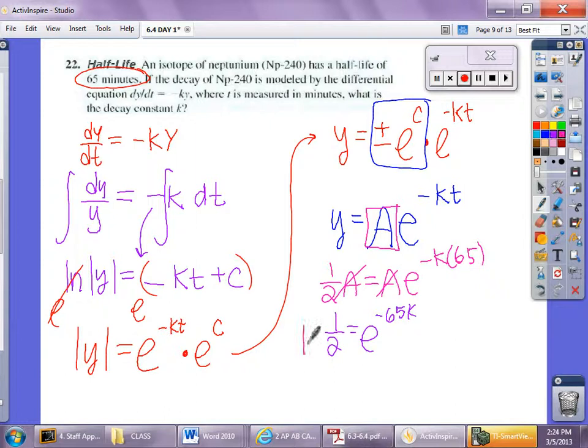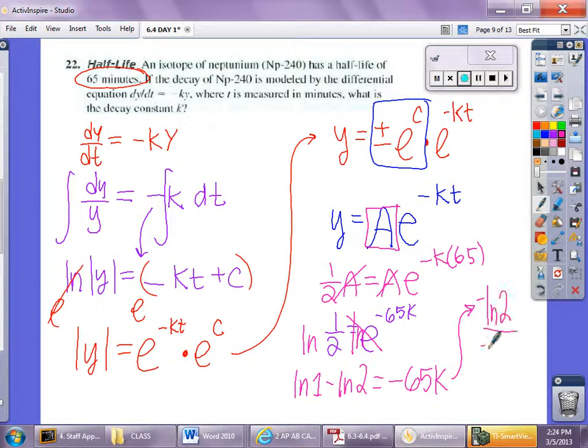I'm going to take the ln of both sides to cancel this e. I get that the ln of 1 minus the ln of 2 is equal to negative 65k. And then I get negative ln of 2 divided by negative 65 is equal to k. And therefore my constant is ln of 2 divided by 65.